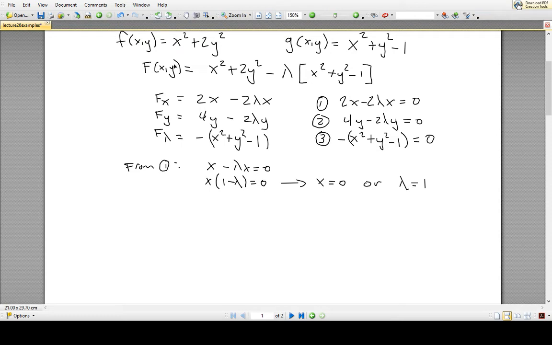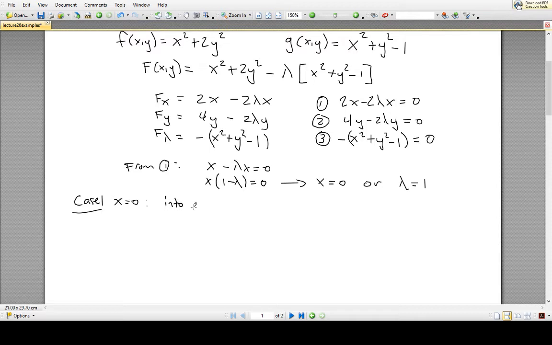So I'm going to have two cases here. Either x is 0 or lambda is 1. So let's do a couple of separate cases. Case 1 is that x is equal to 0. So let's just assume now that x is equal to 0. If x is equal to 0, I can put that into equation 3.